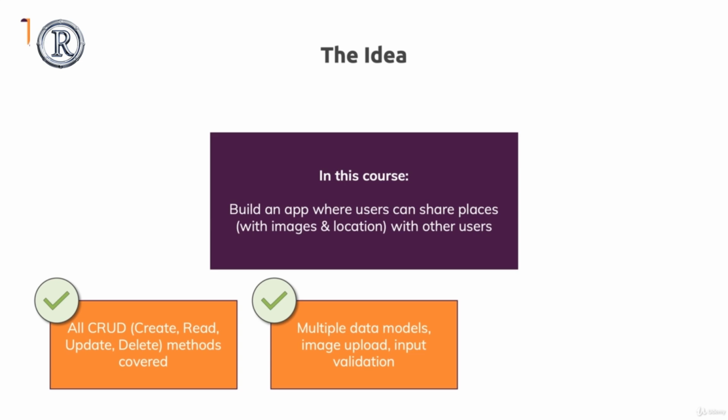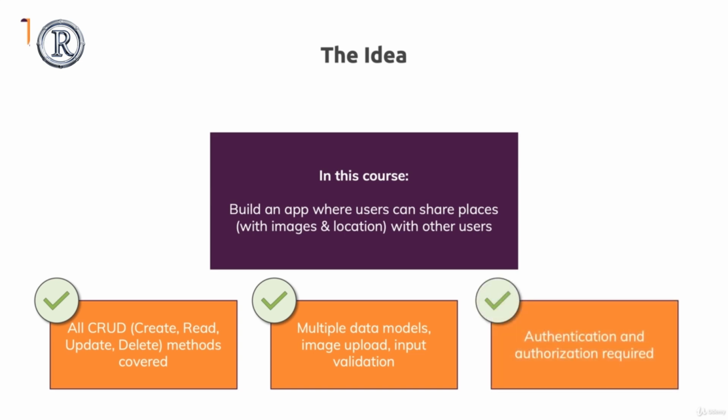And of course, we'll also validate user input to make sure that only valid data ends up in our database and on our backend in general. And last but not least, we'll have authentication and authorization in this course. The difference is that authentication means that users need to sign up or log in to work with some parts of our app. In this example, new places should only be creatable by logged in users.